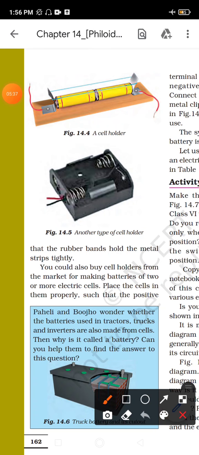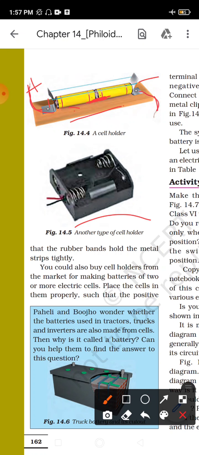As you can see in figures 14.5 and 14.4, there are two different types of holders. That one is in the series connection, as you can see, one on top of the other, and they are connected by the metal clip. So here is the connection, and from here one end of the wire is given, that is the positive terminal, and here the negative terminal wire is given for you.